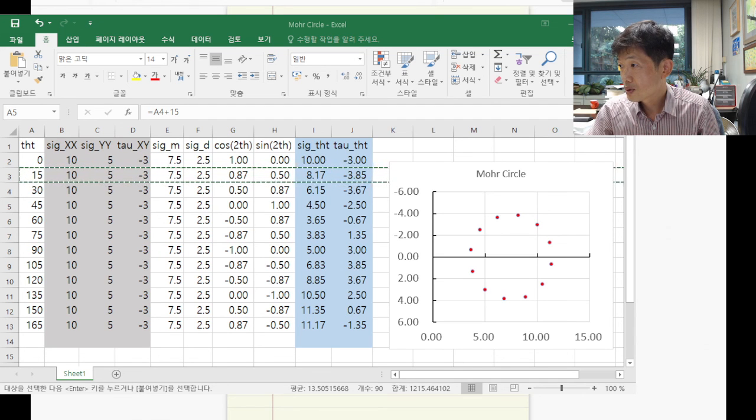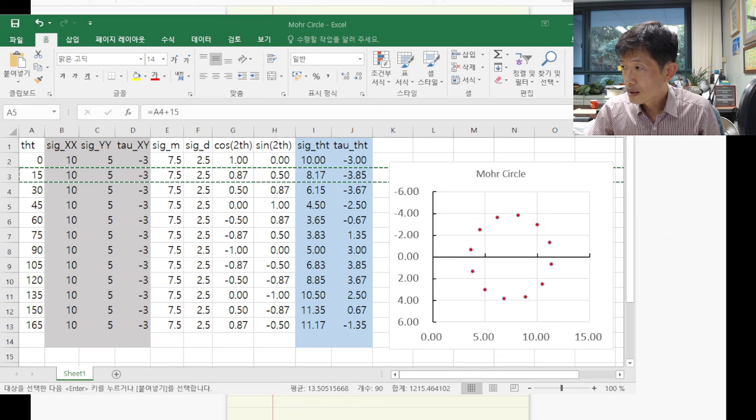The shear stress is equal to 0, and the normal stress is maximum. That corresponds to the maximum principal stress value. And also, if you follow here, you can find the principal normal stress is minimum. At that point, shear stress is equal to 0. That corresponds to the minimum principal stress value. And then the angle difference in the Mohr circle space is 180 degrees. In actual space, 90 degrees, orthogonal, isn't it?